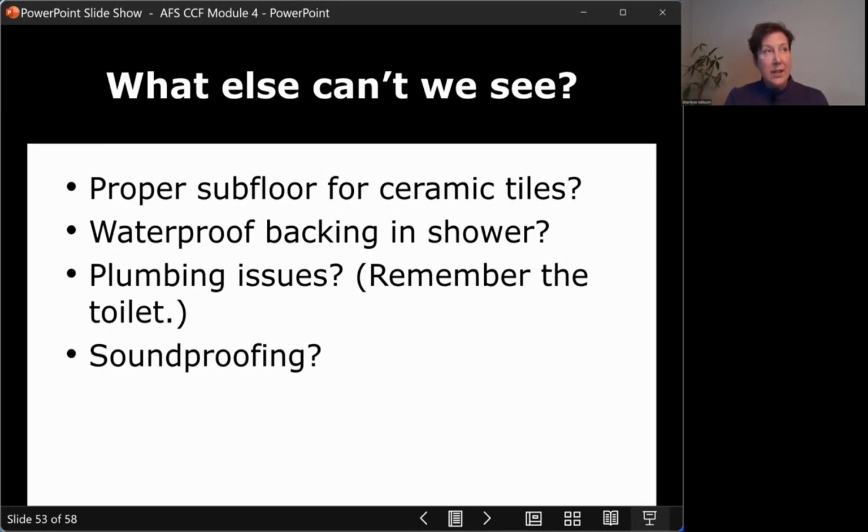Soundproofing between the suites, brand new ceiling. Is there anything in there? Soundproofing between legal suites is very important if you want to keep tenants and keep them happy.